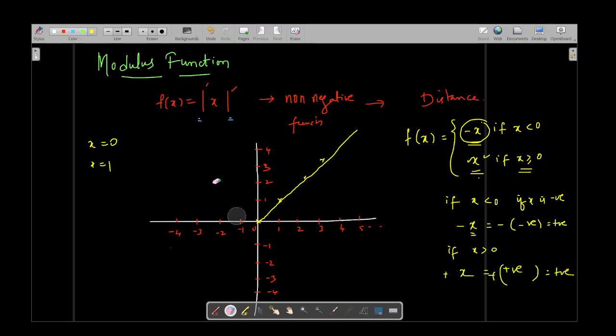Next, let's see what happens on the negative side, which is the interesting part. If x is minus 1, I have to take minus x, which is minus of minus 1, which is plus 1. So at minus 1 also it is plus 1. The same thing happens when you take minus 2. Minus 2 is multiplied by minus 1, which is plus 2. So at minus 2 I'll get plus 2, at minus 3 I'll get plus 3, at minus 4 I'll get plus 4, like this. If I join these, I'll get a straight line like this. This function we call mod x. Let us take one more example.